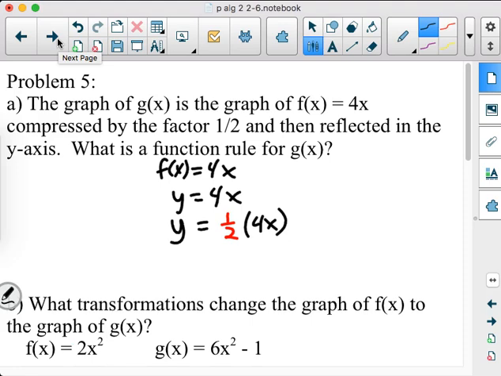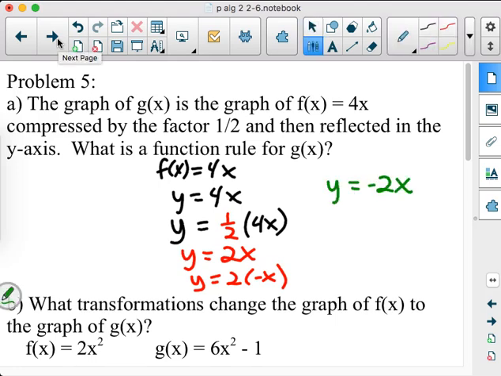So I have to do that. But I know what 1/2 of 4 is. It's 2. So now this would be y equals 2x. Not done though. They didn't say just compress it by a factor of 1/2. It said then reflect it in the y-axis. Okay, reflections, you have to do opposite. So if it's in the y-axis, the x becomes negative. So it'll be 2 times negative x. Oh, that's silly, because that's going to be negative 2x. And lastly, they did not want me to call that y. It said this was a function, so what is the function rule for g of x? So g of x equals negative 2x.